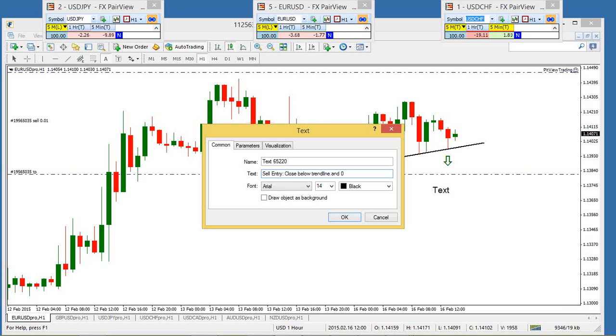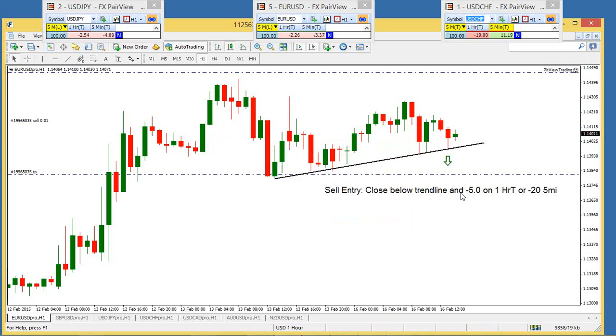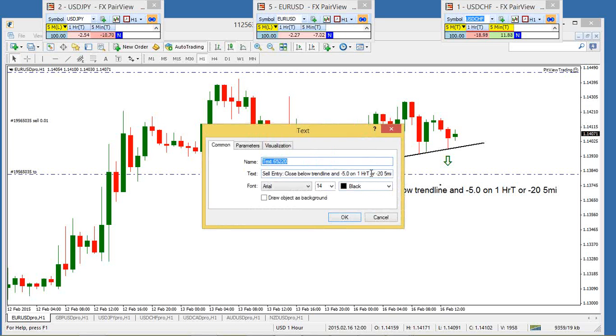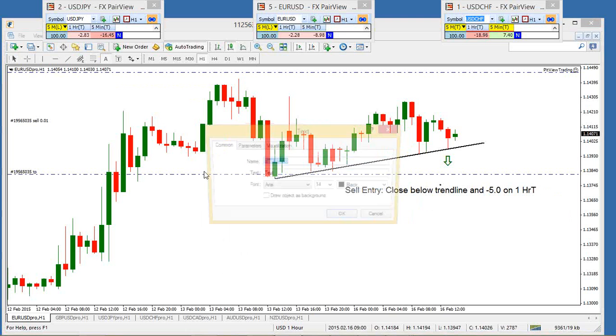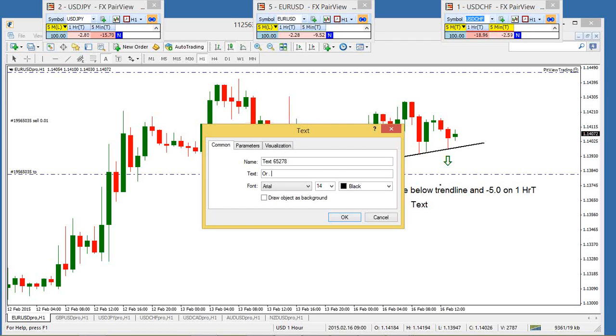And either a -5 on the 1 hour totals, or a negative. I'll go ahead and write, see if this will come up. Sometimes the text is too large on here. Yeah, it is. Take that off. Or -20 on 5-minute totals.